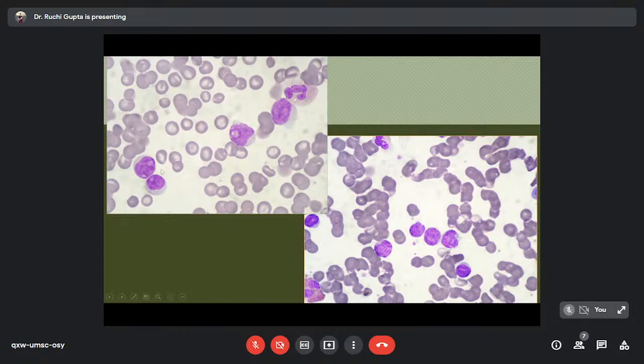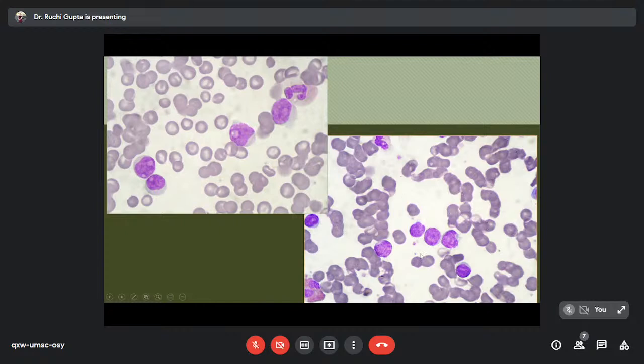So the peripheral smear revealed that there was now a blastic morphology. I'm sure you can appreciate that this is different from the PLL-like punched out nucleus. This is a cell which has a blastic appearance, high N:C ratio, and 1 to 2 nucleoli. Again over here similar findings.